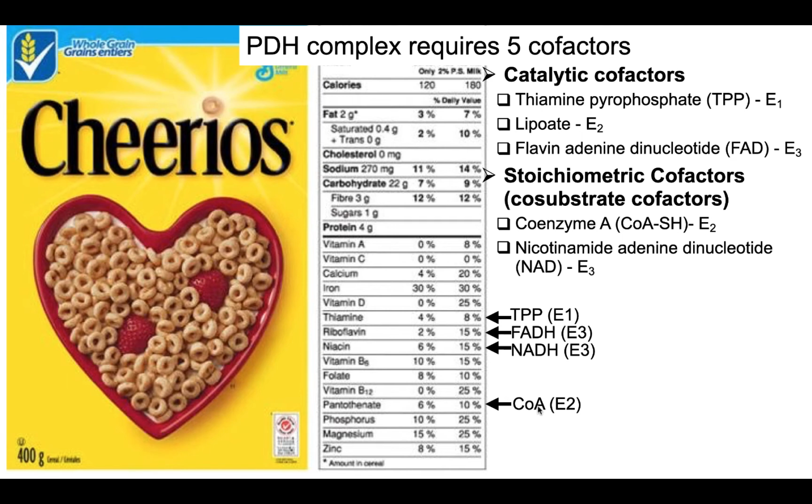So these cofactors are so important for the PDH complex, and the PDH complex is so important for general metabolism. If you have a deficiency of any of these, it's going to cause some pretty global symptoms.